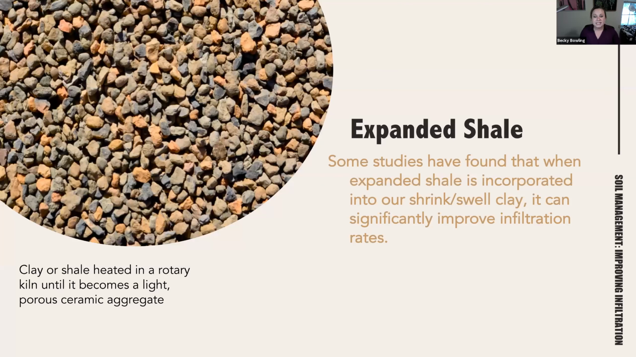Another amendment that we see, there's been some research done on this, particularly up in North Texas, is expanded shale. And this is clay or shale that is heated to very, very high heats until it expands and becomes this kind of light, porous ceramic material. And when this is incorporated into some of our very heavy shrink swell clays, we see that it can significantly improve infiltration rates in the soil, particularly if it's incorporated prior to planting a new area. We see some benefits there. So that's one thing that you can look at as well.